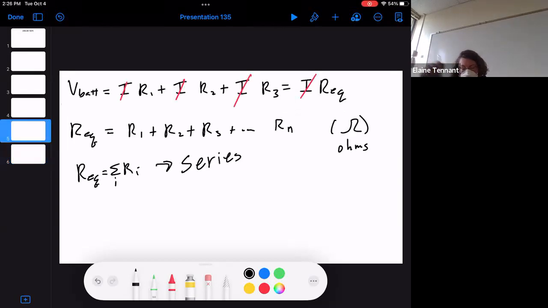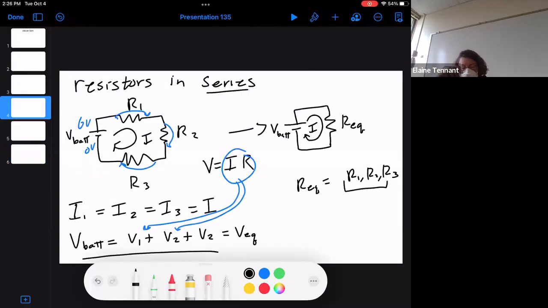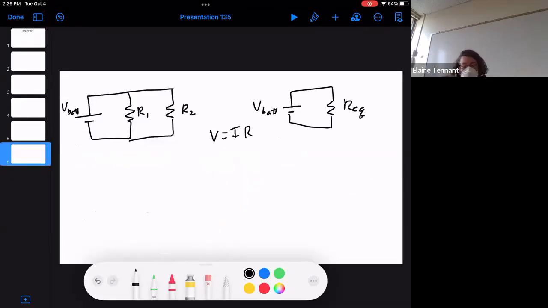Now, for series, we were able to say that the current would be the same between R1, R2, and R3. Can we say that here? Can we say the current will be the same in R1 as it is in R2? No. Because the whole point of parallel is the current gets split. And if one of these resistors is a lot smaller than the other resistor, it's going to draw a lot more current than the other one. So we cannot say that the current going through R1 will be the same as the current going through R2.